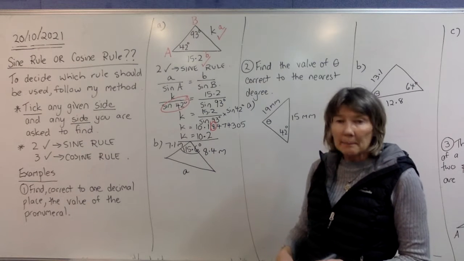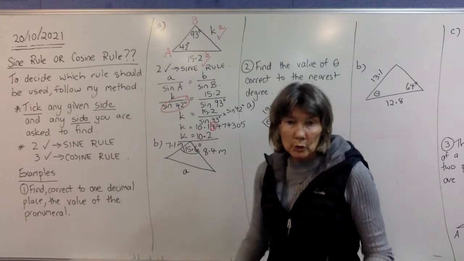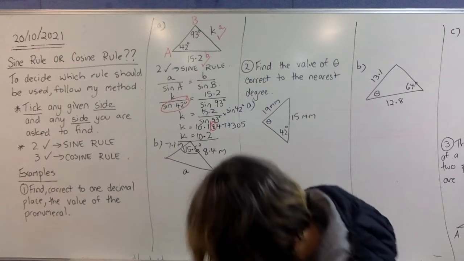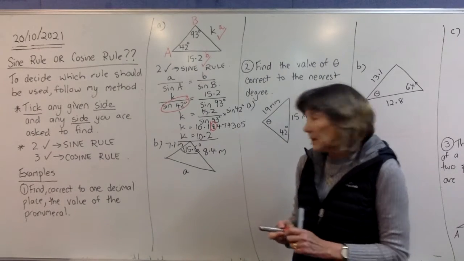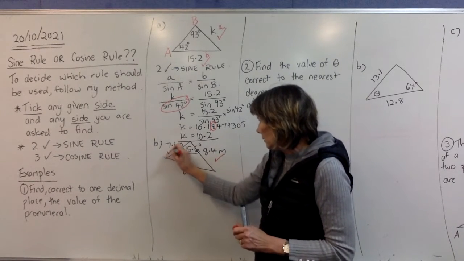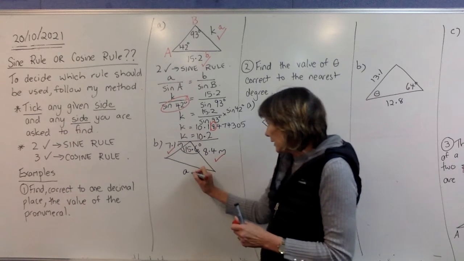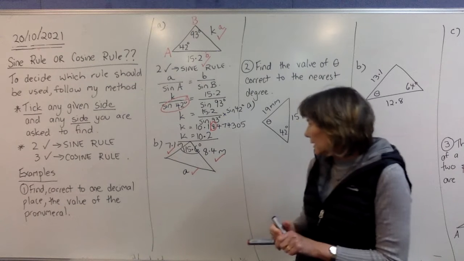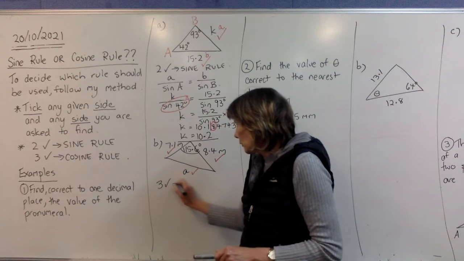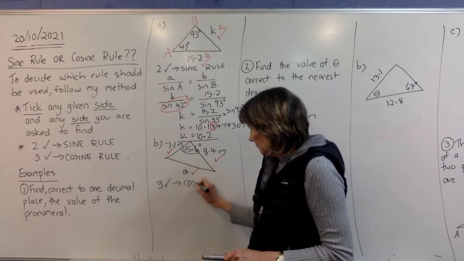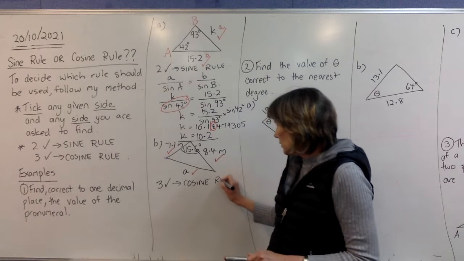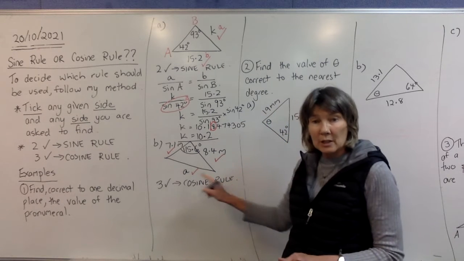All right, so looking at B. We're going to do our ticks first. All right, so we're going to get our red pen, tick any side you've been given, and any side you're trying to find, and we are trying to find a side here. So we have 3 ticks. That means it's a cosine rule question. So we're going to write down the cosine rule for finding a side.